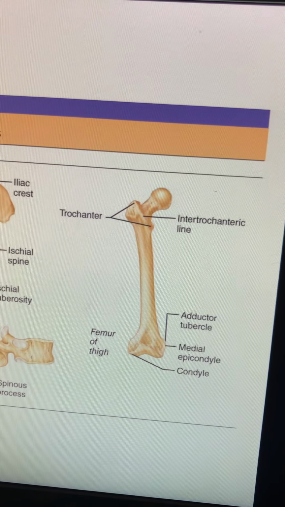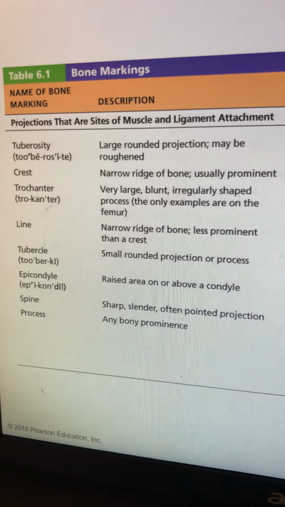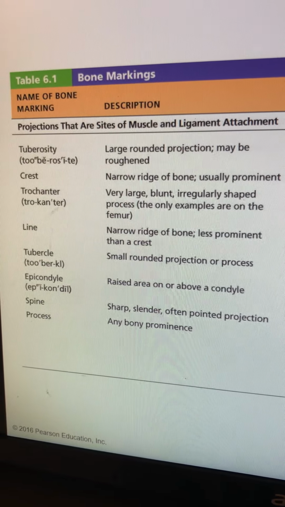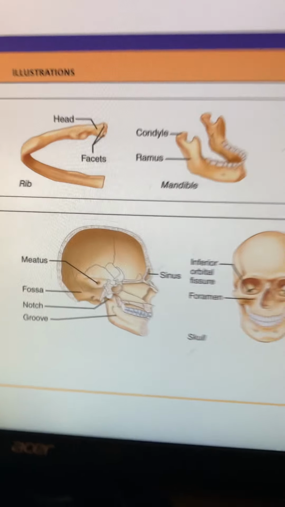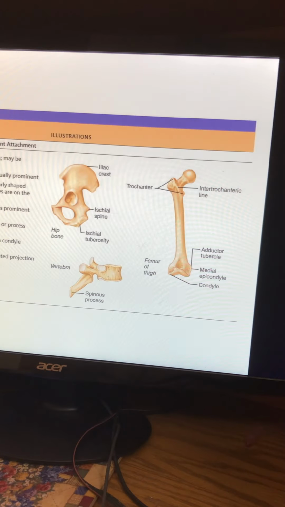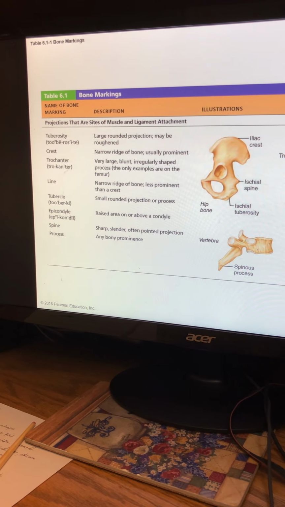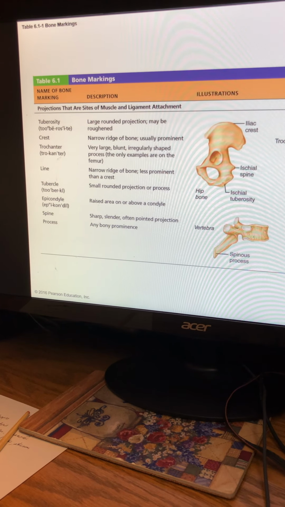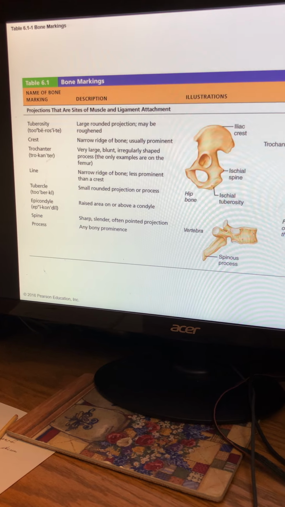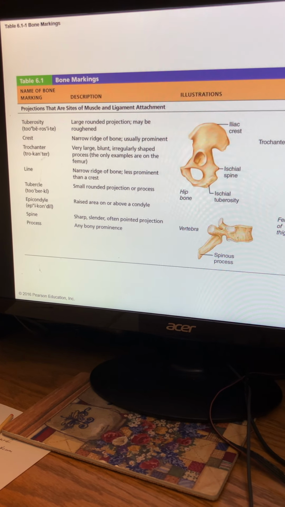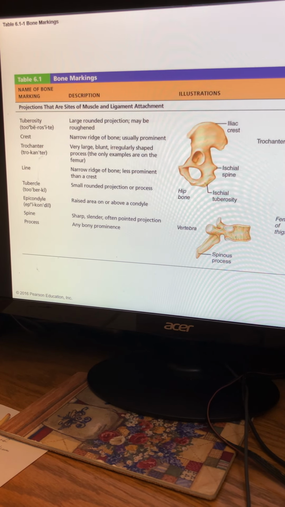A spine is almost like a crest. It's a sharp, slender, often pointed projection. We do not have a scapula on this one either, but that's the spine of the scapula. Most of the time you can feel that on the back of your shoulder blade, and that is going to be a very important landmark when we start to do the appendicular skeleton, which will designate an indentation above the spine and an indentation below the spine.